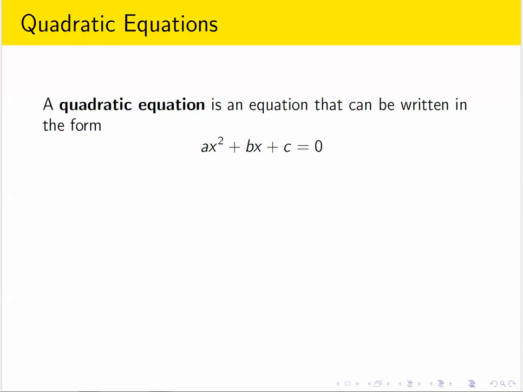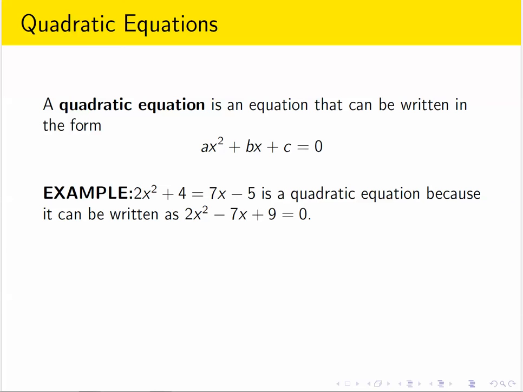In this video, we're going to review the idea of a quadratic equation. An equation is called quadratic if it involves x and x squared in a form like we see here: a constant times x squared plus a constant times x plus another constant equals 0. So the equation is quadratic if it can be written in this form.